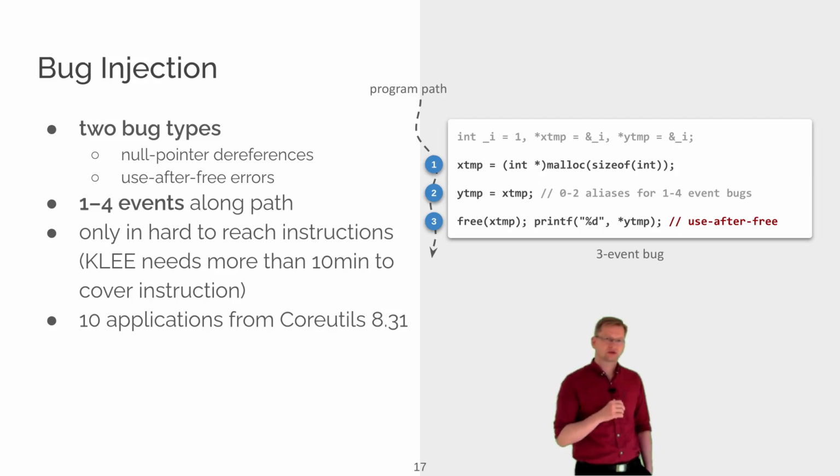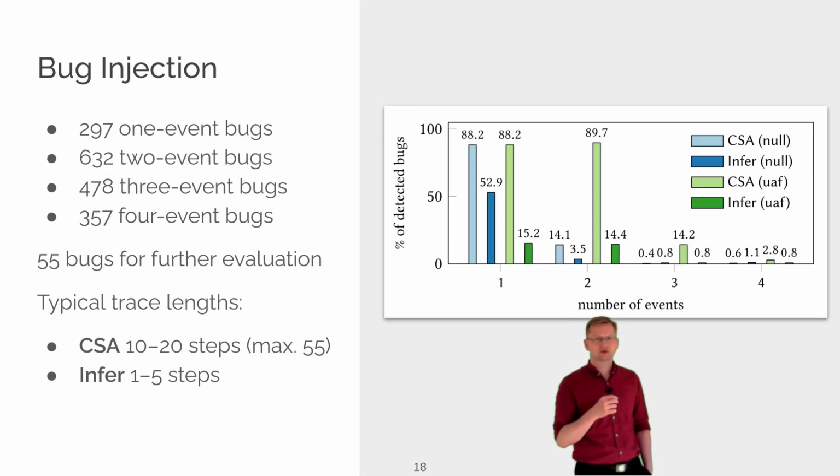All bugs were injected along feasible paths and in locations that are hard to reach for CLI. More concretely, where CLI needed 10 to 120 minutes to cover the original source line. As applications, we used 10 reasonably deterministic coreutils. We injected several 1-to-4 event bugs, and as you can see in the figure on the right side, static analyzers struggled to find 2, 3, and 4 event bugs.